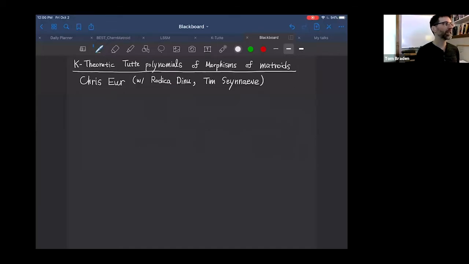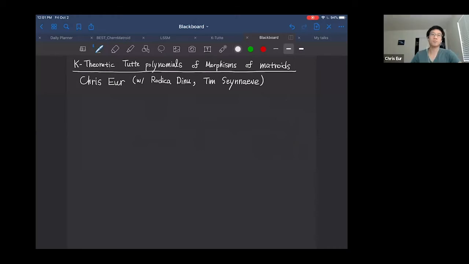Okay, it's a pleasure to have Chris here for the second half of the talk on K-theoretic Tutte polynomials of morphisms of matroids. Okay, once again, thanks for having me. This is joint work I did with Radhika and Tim. And let me start by saying what our goals were and what motivated this work.